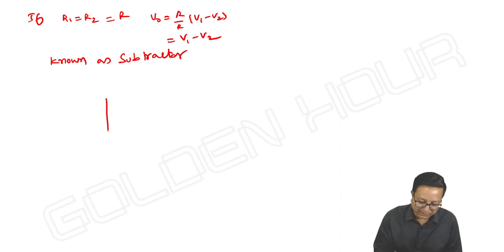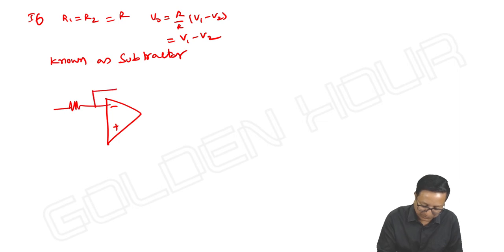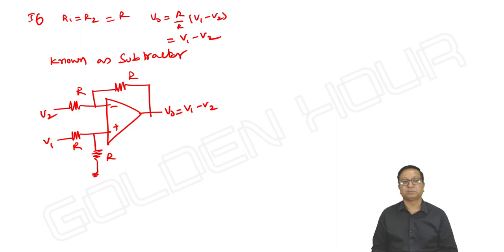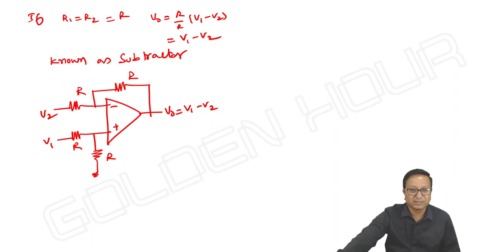How does the subtractor circuit appear? Minus, plus, I am taking all equal resistors. Here it is V1 and that's it. We have seen summing amplifiers and adder circuits, and differential amplifier and subtractor. It is known as a subtractor when all the resistors are equal.